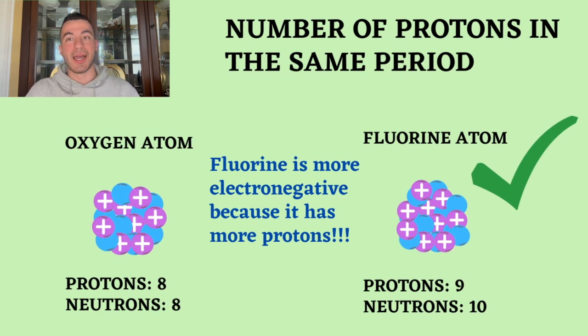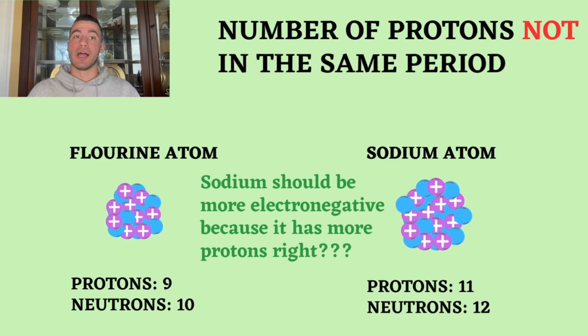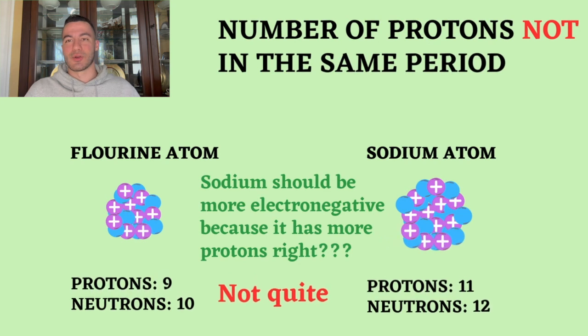This only applies to elements within the same period, because let's see this other example in which we have elements that are not in the same period: fluorine and sodium. Fluorine is in period 2, sodium is in period 3. Fluorine, as we established, has 9 protons, 10 neutrons. Sodium has 11 protons and 12 neutrons. That would lead one to think that sodium should be more electronegative because it has more protons, right? Well, not quite. Actually, that is not the case at all.